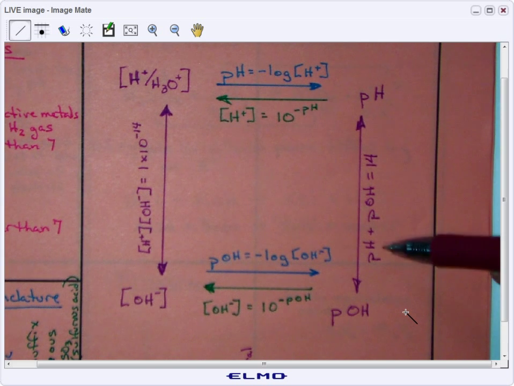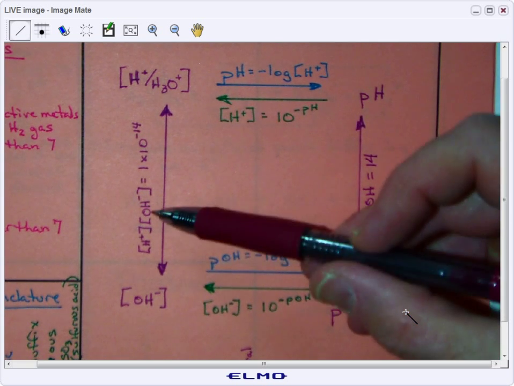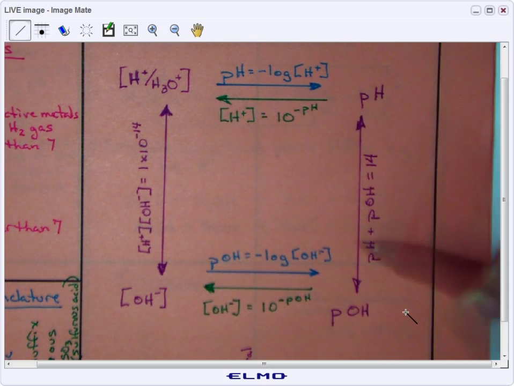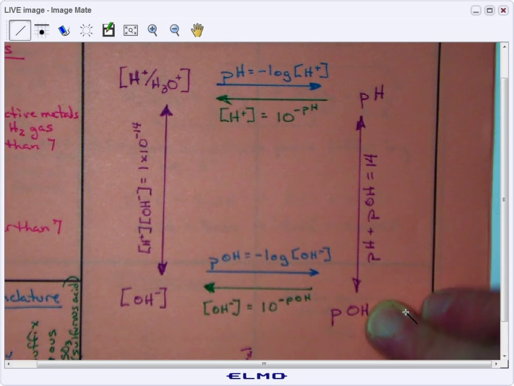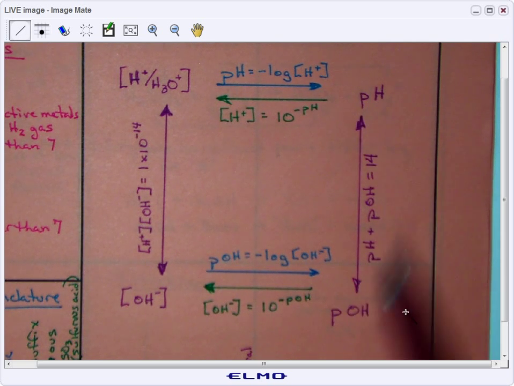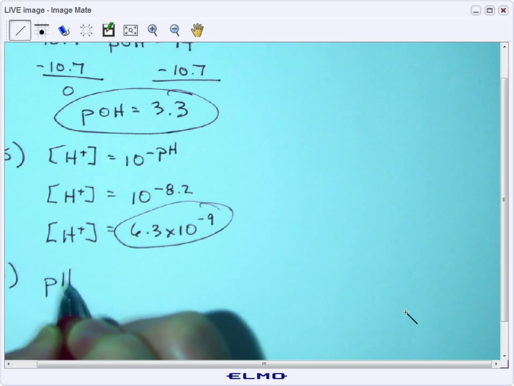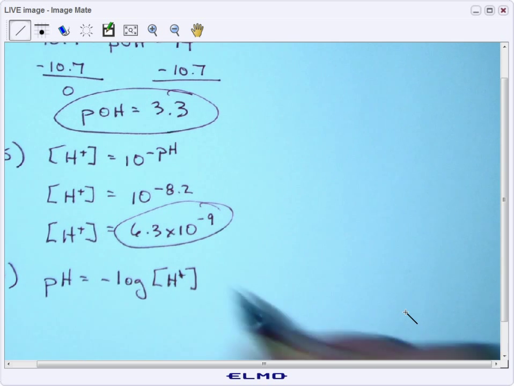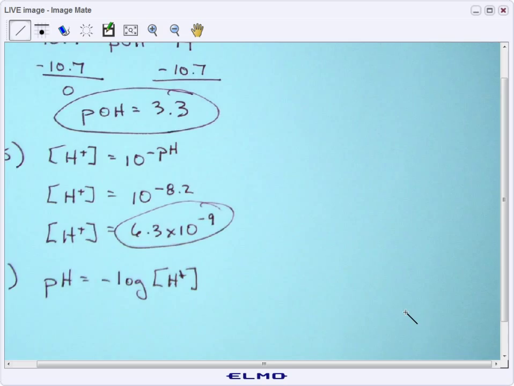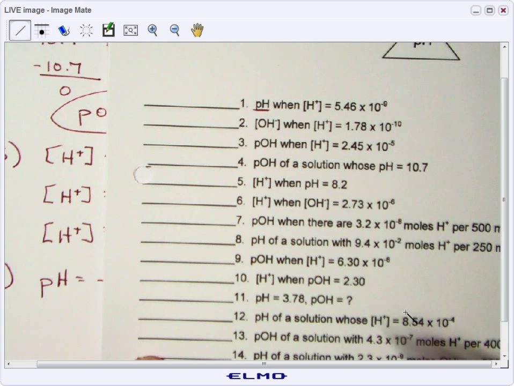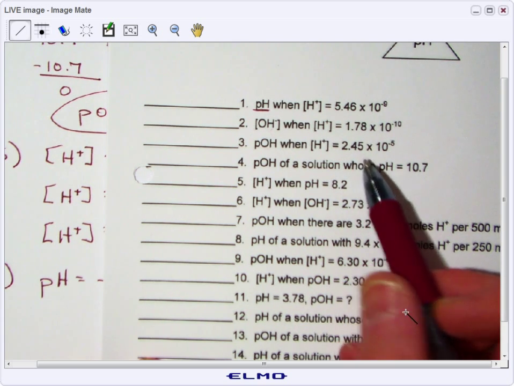I always think that using this equation is easier than using this equation for most of us, right? So I almost always will go through this road right here. So we're going to go from here to here, and then from here to here. So we're going to use the pH equation. pH equals the negative log of my H plus. That'll be step 1. So on number 3, it gave me an H plus of 2.45 times 10 to the negative 5th.